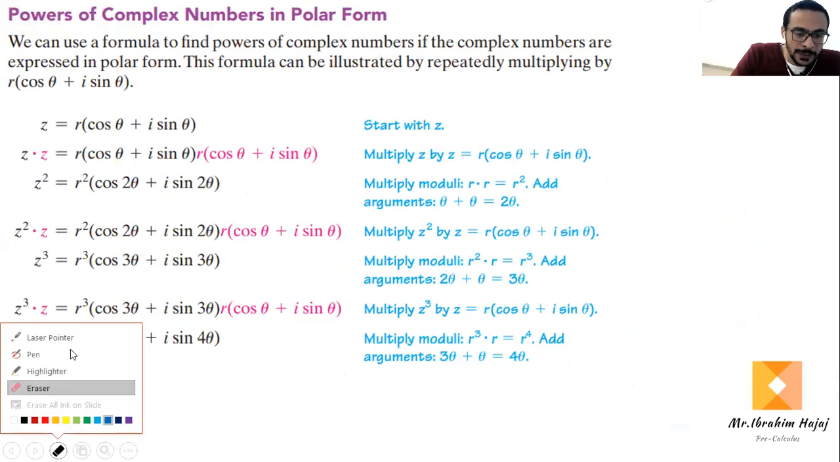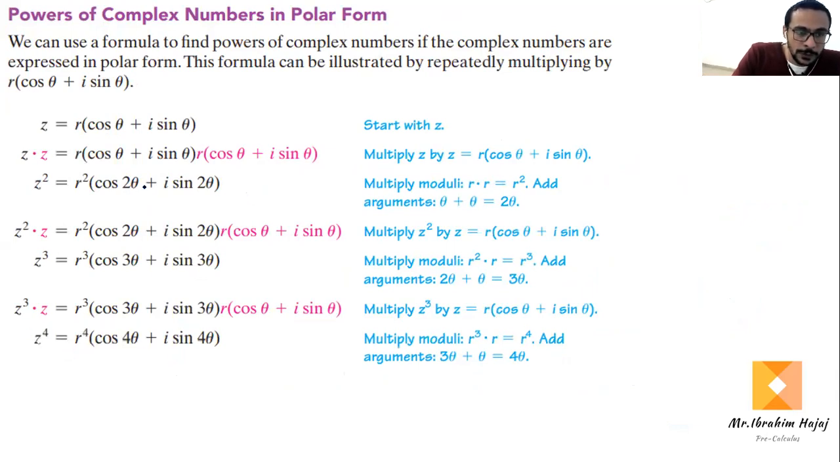You find z squared, z to the power of 3, z to the power of 4, and so on. You can do this by multiplying z by another z. So r times r is r squared, and cosine 2 theta plus i sine 2 theta, because theta plus theta is 2 theta. We don't multiply the angles, we add angles, so theta and theta make 2 theta, and r times r is r squared. z cubed is r cubed cosine, so you notice there is a pattern.